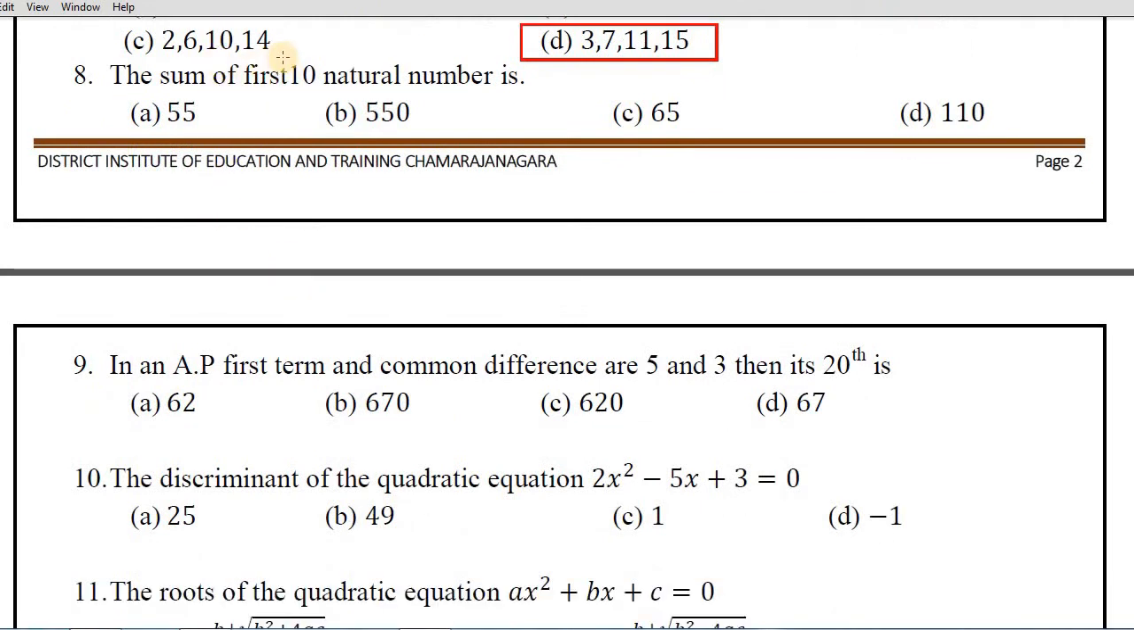The sum of the first 10 natural numbers, you wanted to find. Whenever they ask a natural number sum, directly you can use the formula n into n plus 1 by 2. Use that formula, simplify, you will get the answer, that is 55. In the place of n, what do you substitute? 10, because you are finding the sum of 10 natural numbers. So 10 into 10 plus 1 is 11. So 10 into 11 by 2. If you simplify, you will get 5 into 11. So 11 fives are 55.